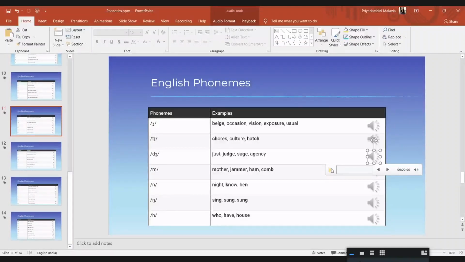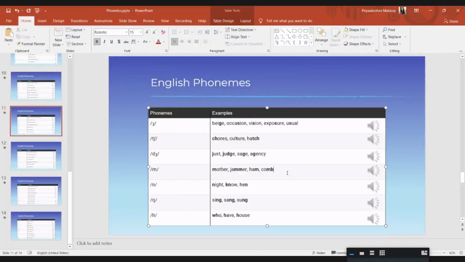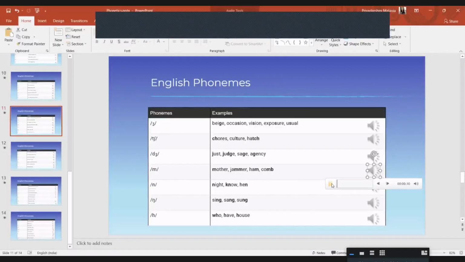Okay, so now let's move on to more consonant sounds. We are done with the vowel sounds. So now we are focusing on the consonant sounds. Now we are discussing m. M for mother, m for jammer, ham, and comb. Listen to the pronunciation: mother, jammer, ham, comb.